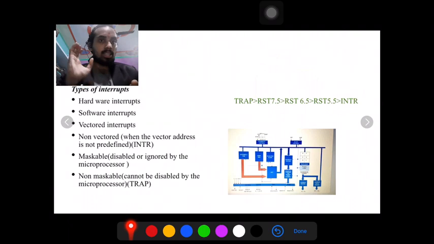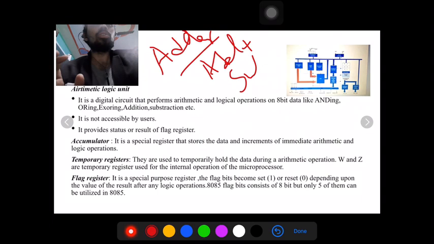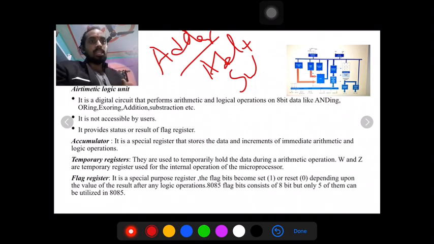There are three parts of your arithmetic logic unit as well. One is your adder, which does addition, subtraction, all those. Then you have your shifter, which basically does left shift and right shift operations. And then you have your status, which gives you the status of your results. These are the operations available in your arithmetic logic unit. Now these units cannot be accessed by the users because they are internal to the microprocessor.